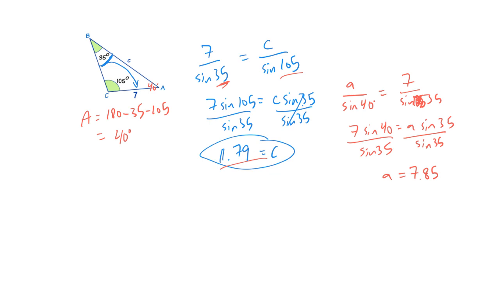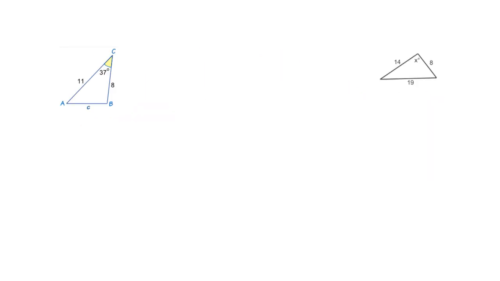So this is pretty straightforward, but I do want to show you a couple other things, particularly when it doesn't work. So here, if you look at this example on the left, if we started to try to set this up, I would have C is across from angle 37. 8 is across from angle A. 11 is across from angle B. We don't have any pairs of information where I know both, right?